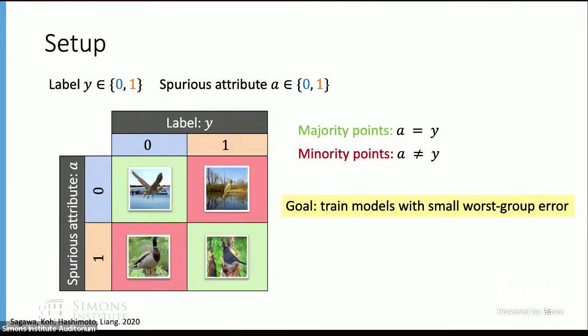So we set this problem of removing spurious correlations from the data set as one in which you have different groups in your population, and you want your model to work well even on groups which are the minorities.